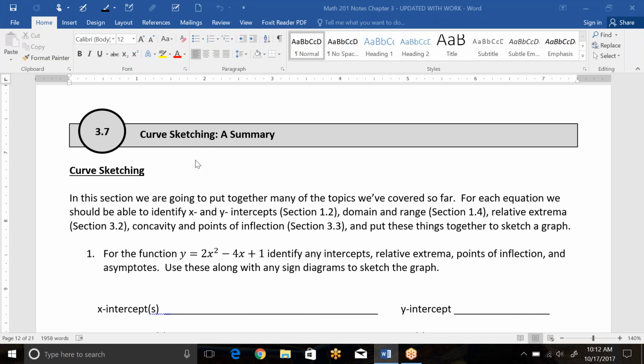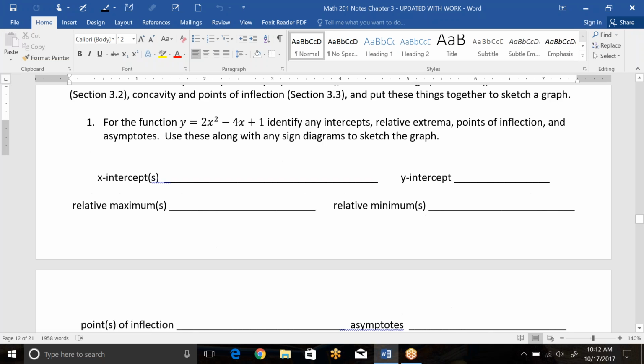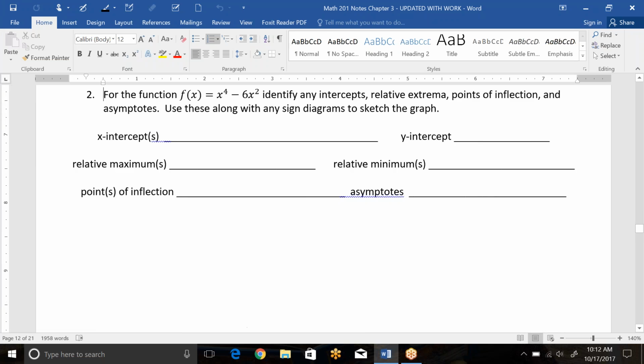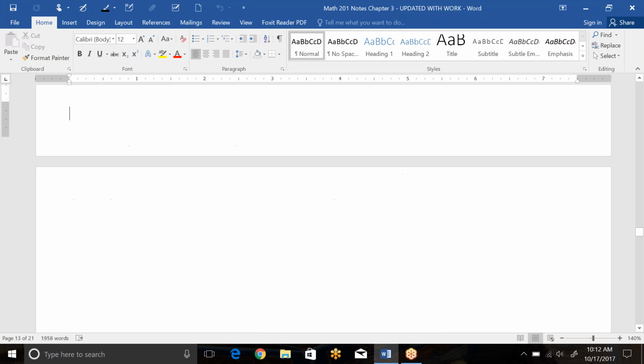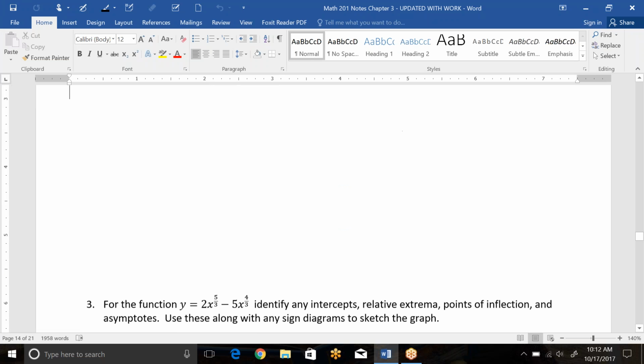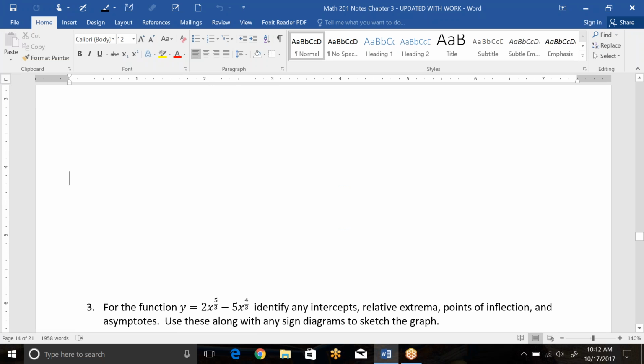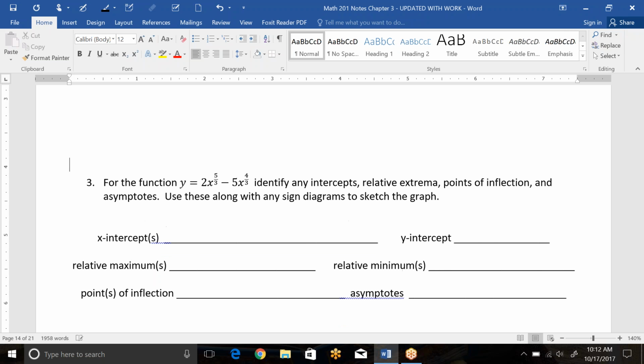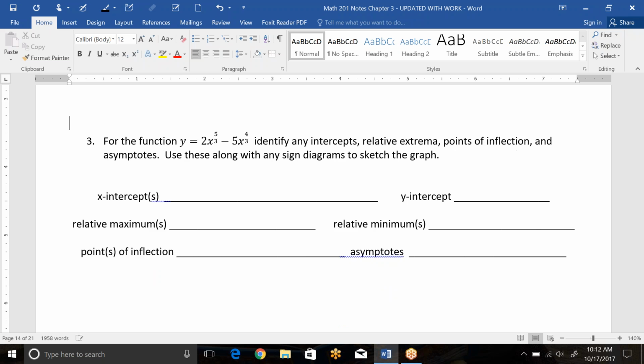All right, this is a video on curve sketching and some extra examples that we had, and we're going to start off with number 3, just looking at the ones we got done in class versus the ones we didn't. So the function we're trying to graph here is y equals 2x to the 5/3 minus 5x to the 4/3, and I don't remember if we did this one in class or not, but I don't remember doing it, so we're going to go ahead and do it on the video.